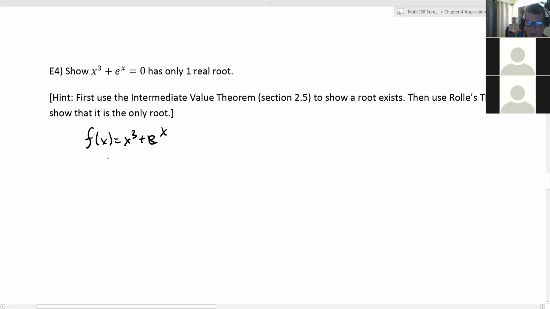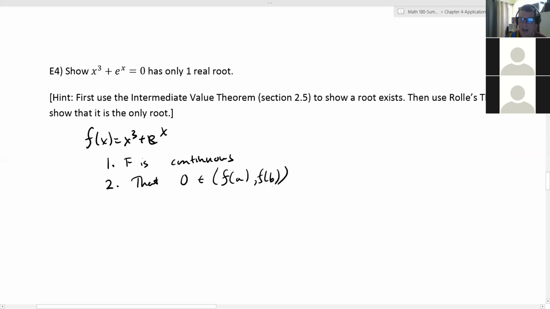We're going to have to show that f is continuous. And we're going to have to also show that 0 belongs to some interval a to b, or excuse me, some interval f of a to f of b. And you need to choose the a to b. So I'm going to tell you that a to b should be, here's a good one, -1 to 1. If you use -1 to 1, you should be able to find a 0 belonging to it, and then that actually tells you that you're going to get some value.